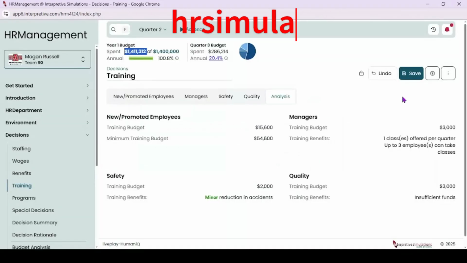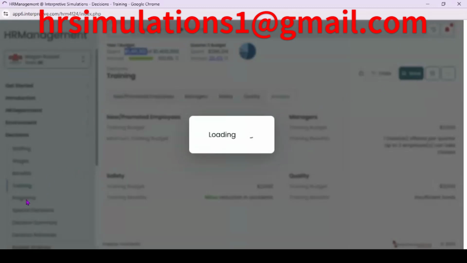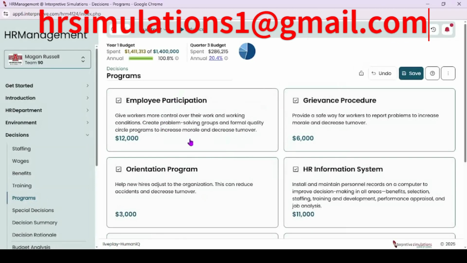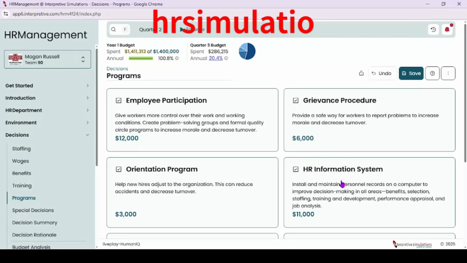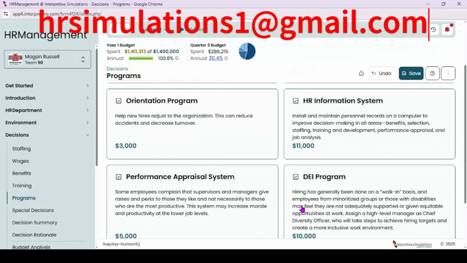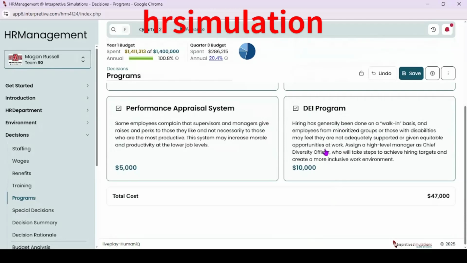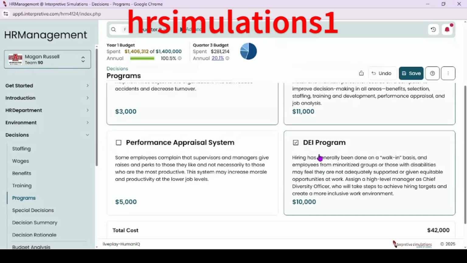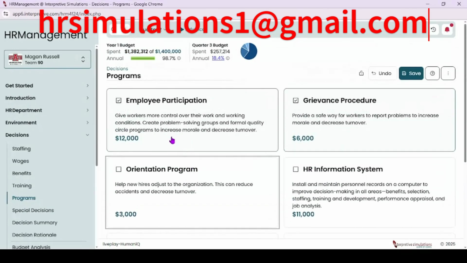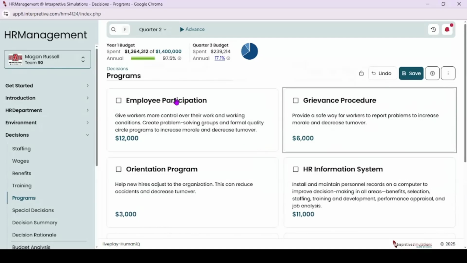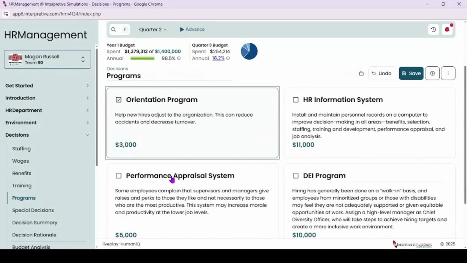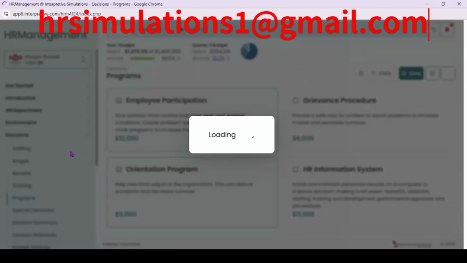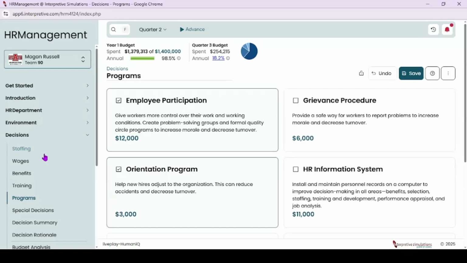Lastly is the programs. Oh, sorry, let me just save it. So under the programs, we are talking about the employee participation, grievance procedures, orientation program, HR information system, performance appraisal system, and the DEI program. So I had already invested in them in the last 2 rounds, so I'm just going to reduce them all so that we can be able to invest in our workers. So for this one, I'll just give it employee participation and maybe the orientation program, which is the most important, and save the decision. So the remaining amount, we're going to invest it under the training of our workers.